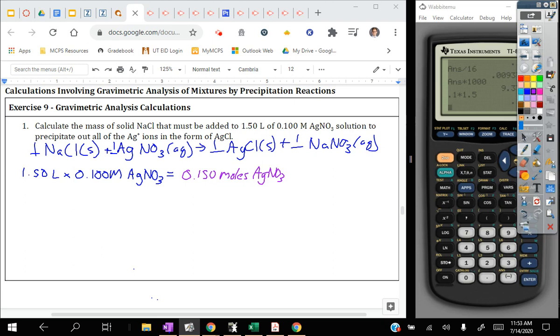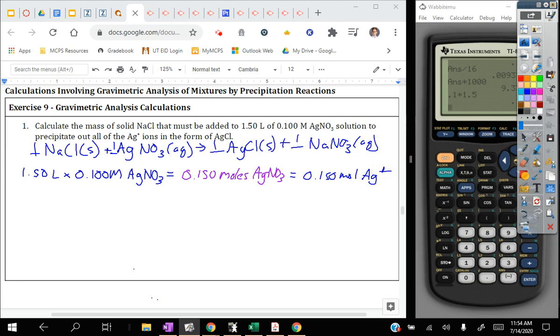Now, when we look at AgNO3, there is 1 mole of Ag plus for every 1 mole of AgNO3. Keep in mind, some of these problems, you're going to have to pay attention to the stoichiometry of the ions compared to the ionic compound. In this one, it does not matter because they are 1-to-1, but sometimes that will be an issue you'll have to keep track of. So we can essentially assume that this is also equal to 0.150 moles of Ag plus.